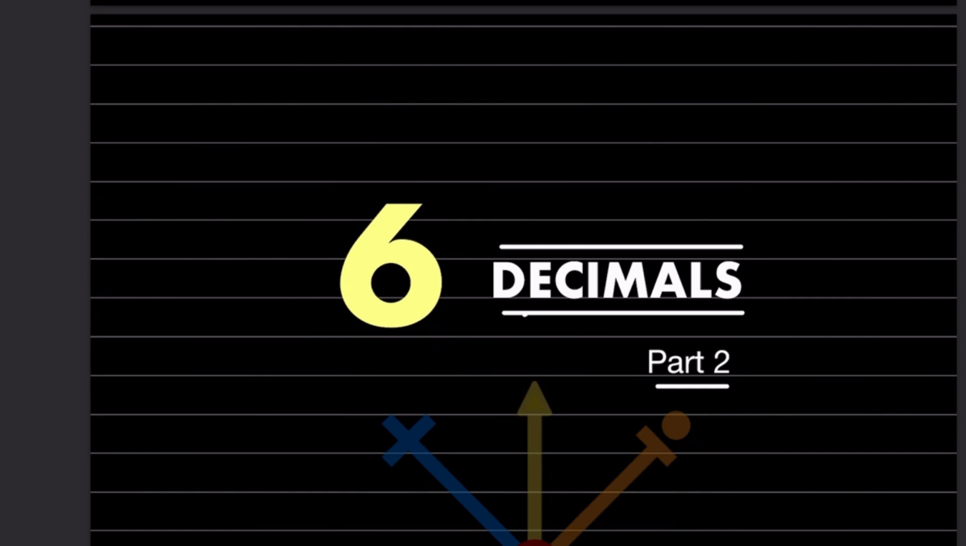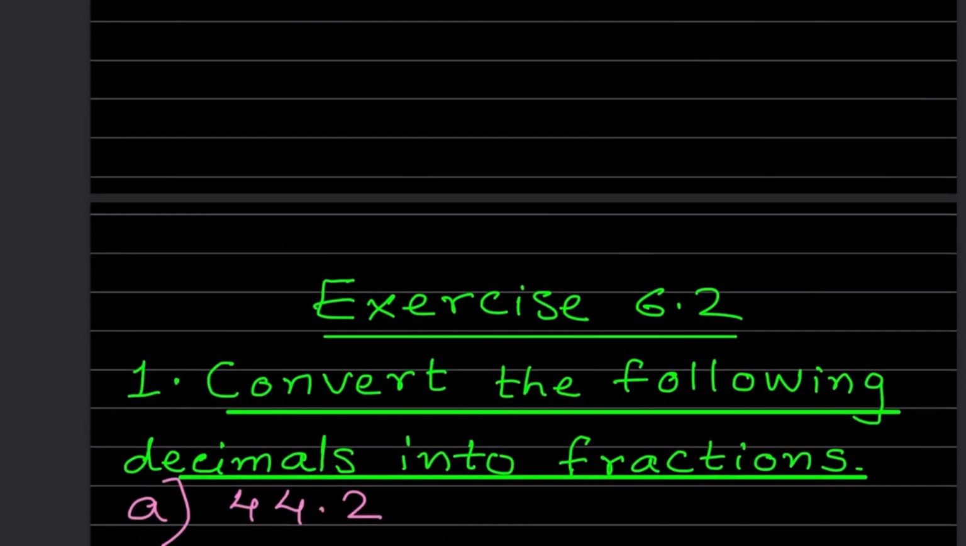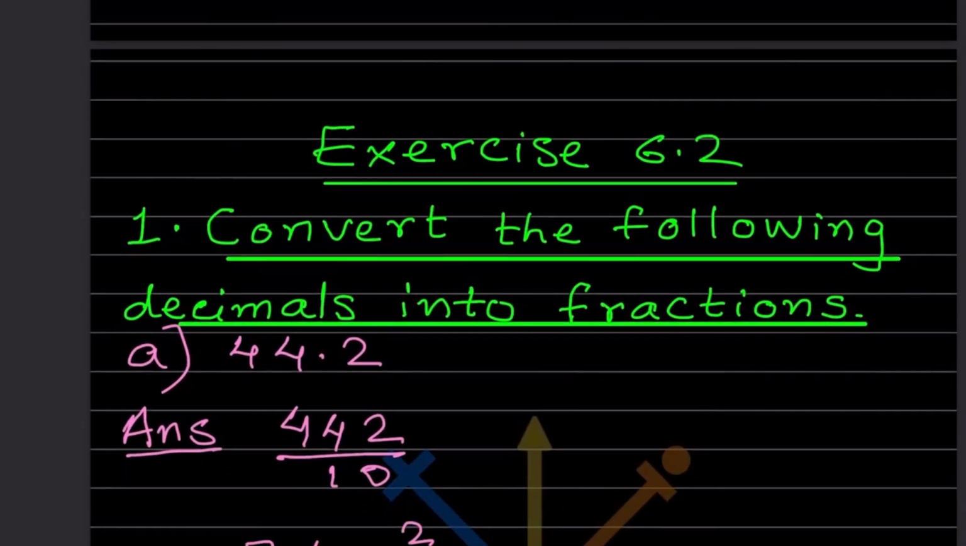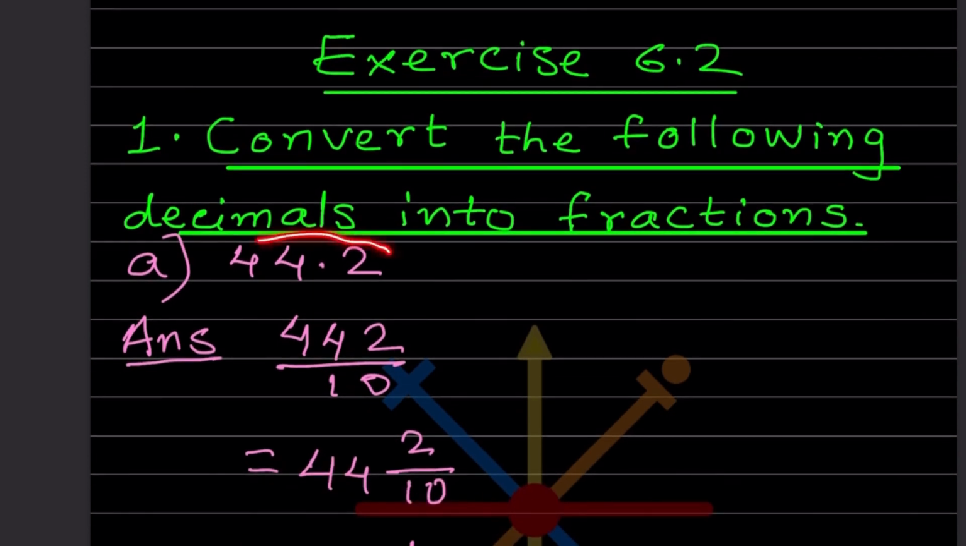Thanks for joining me for another math session. So this is the second part of the chapter Decimals. We have already done one exercise, so let us start with the second exercise. Here it says to convert the following decimals into fractions. Now look here, this is given in decimal, so we have to convert it to a fraction.